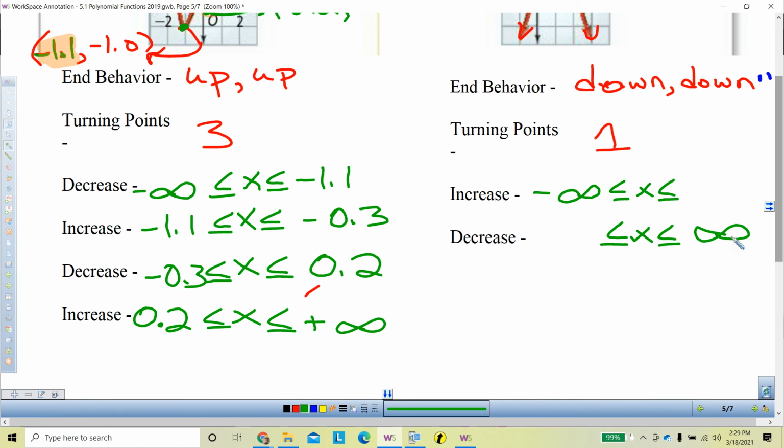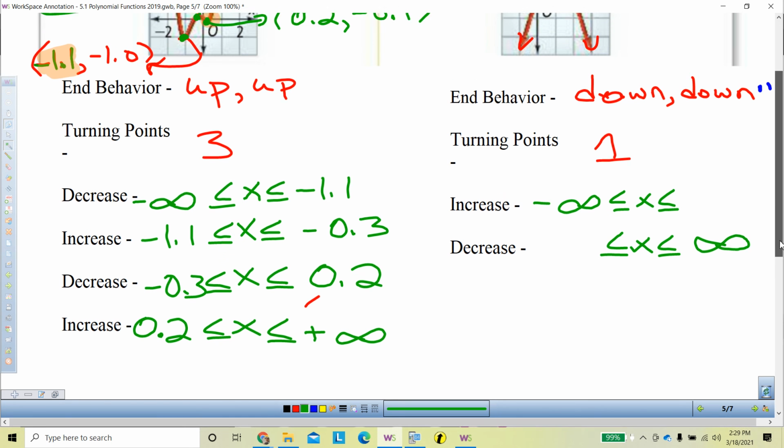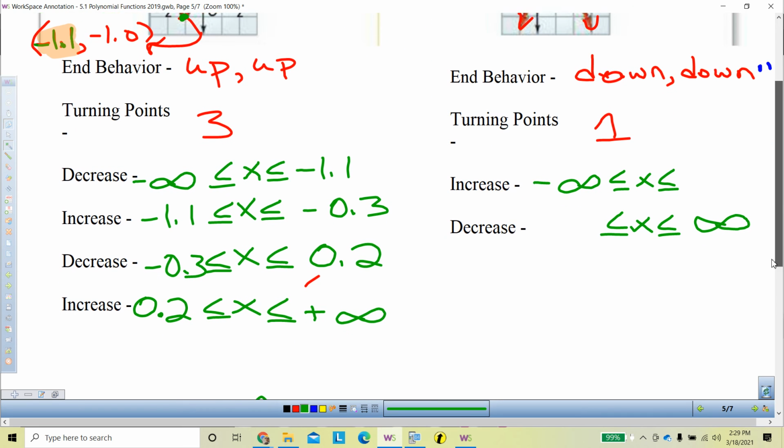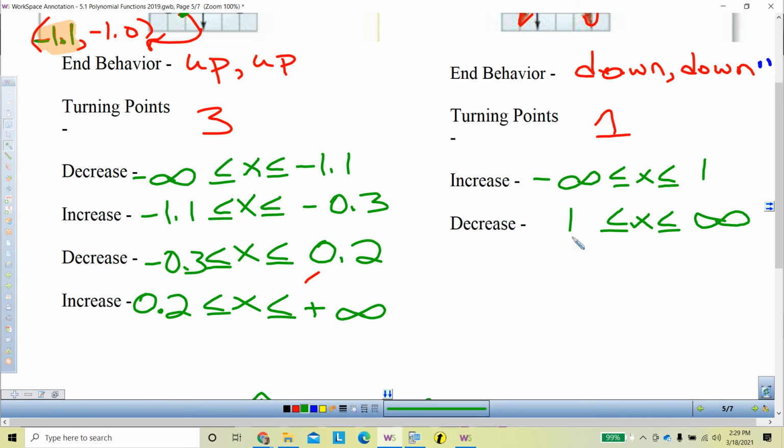So right there, before you even write the rest of the intervals, you probably got 2.5 out of 4 points on a test. So don't freak out about it, it's all good. If we remember, the x value was 1 up here. So all you've got to do is 1, 1, done. No biggie. Okay? End behavior: down, down. 1 turning point, because it goes from increasing to decreasing. Build in that less than or equal to x, negative infinity, positive infinity.